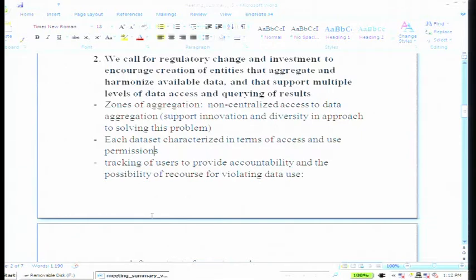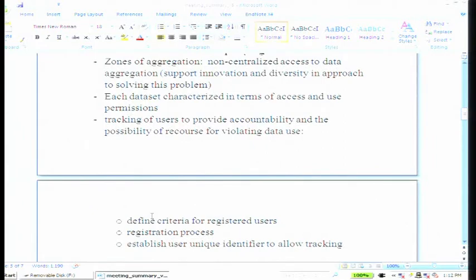We recommend tracking of users to provide accountability and the possibility of recourse for violating data use. As part of that process, defining criteria for registered users, defining a registration process, and establishing a unique user identifier to allow tracking. And notice the term we were using before, certification, has now become registration. Whether that's the right choice or not, I think it gives a better flavor for what we've been talking about. But that's something that we should discuss.